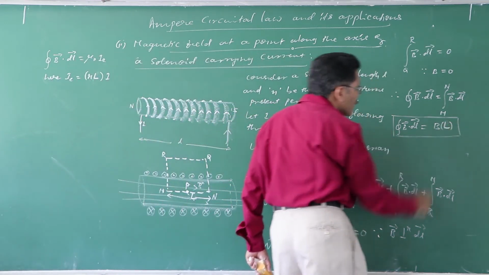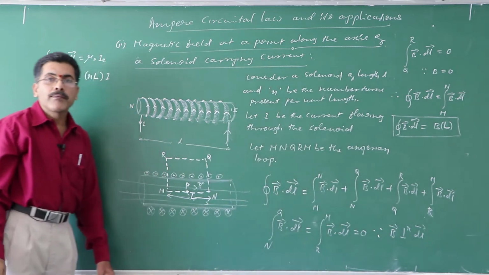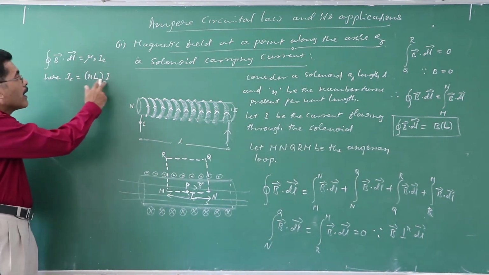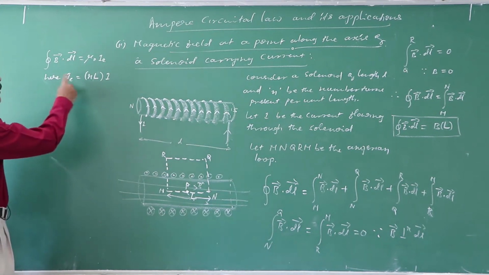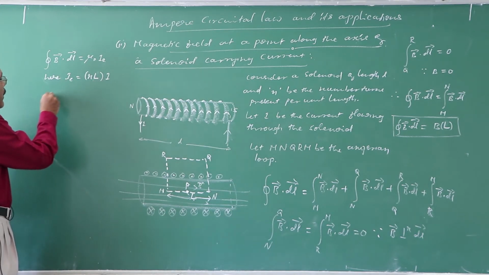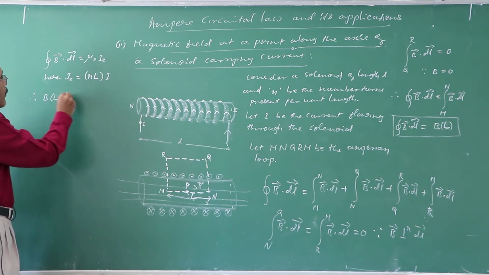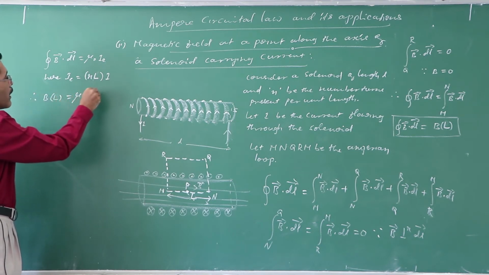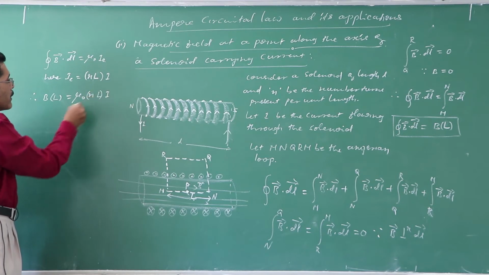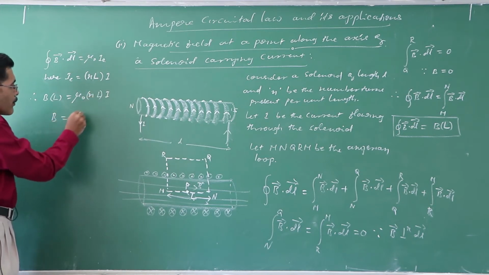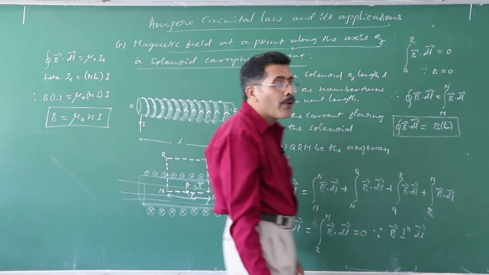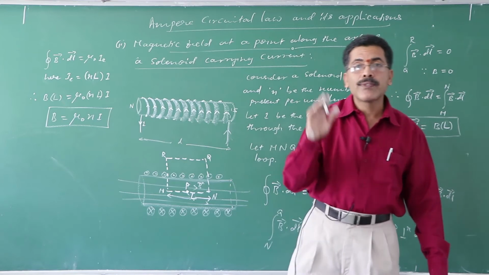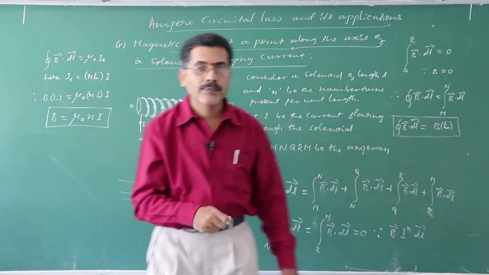There won't be any confusion. Then there won't be any confusion. N L into I. Therefore we shall substitute this B into L is equal to mu naught N into L into I. See, L got cancelled, B is equal to mu naught N I. This is the magnetic field at any point along the axis of a solenoid carrying current.